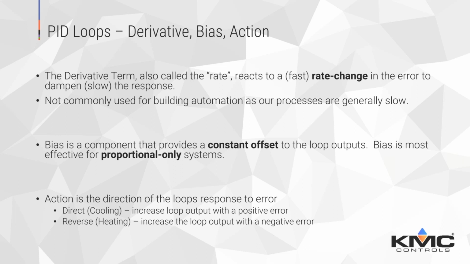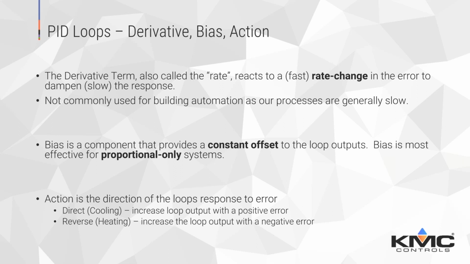Bias is another term that is added into the control loop. Bias offers a constant offset to the loops, and usually we only see bias or only recommend bias if you're using proportional only systems. Here again, if I can add a little bit more output with the bias instead of proportional only, maybe I can reduce that steady state error without having to put any integral action in.